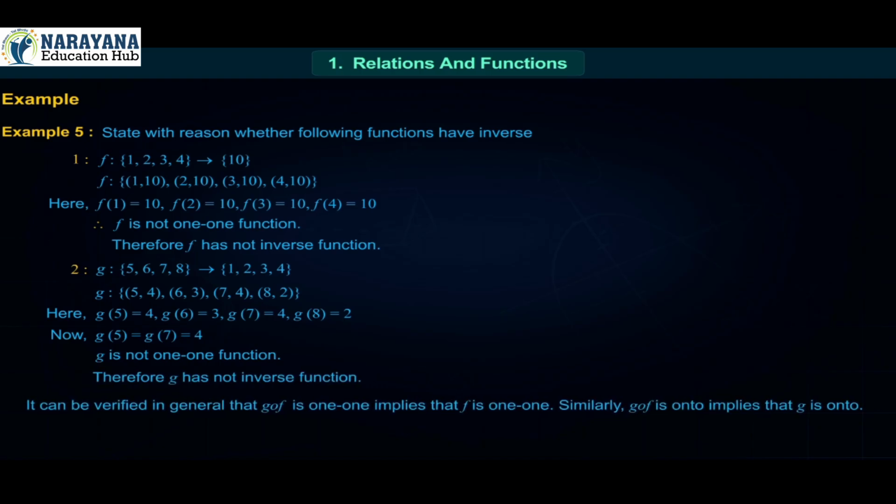It can be verified in general that GOF is 1-1 implies that F is 1-1. Similarly, GOF is onto implies that G is onto.